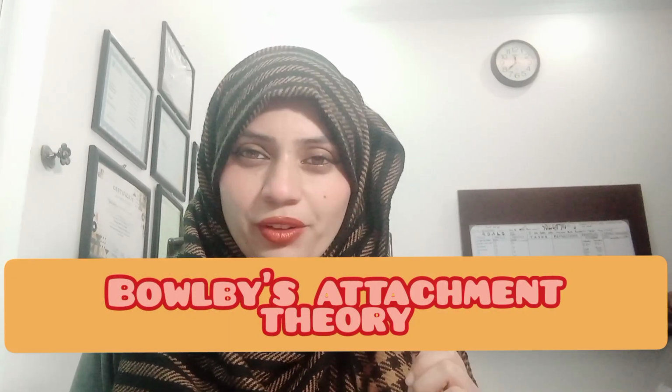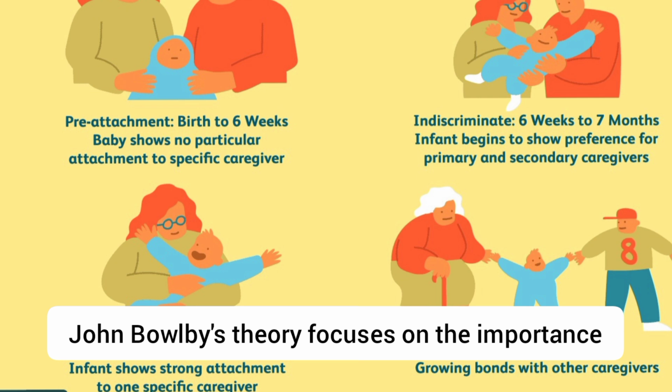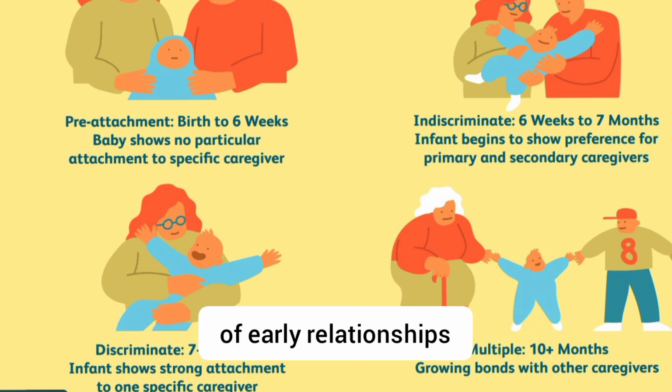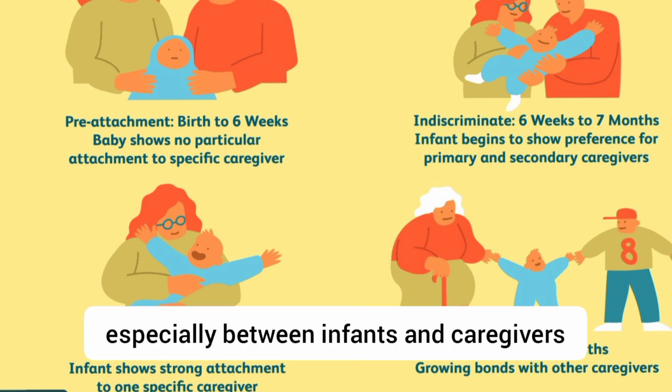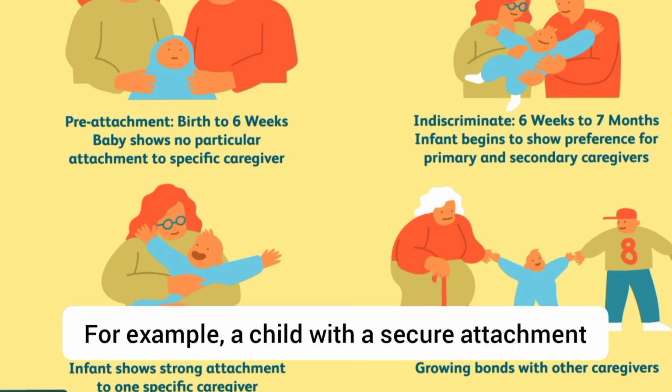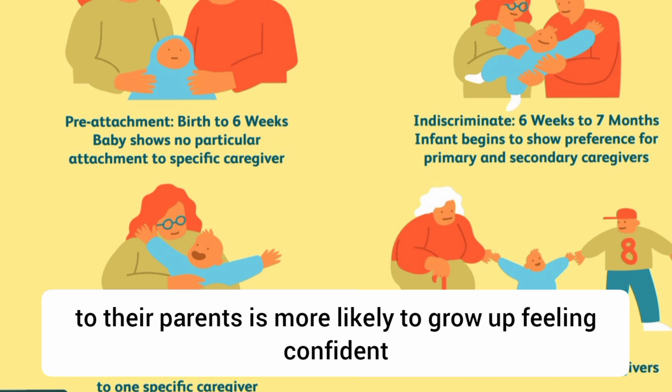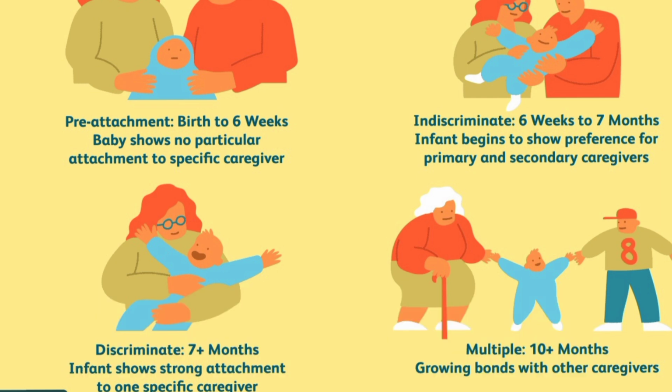Now let's talk about Bowlby's attachment theory, our 9th theory in this series. John Bowlby's theory focuses on the importance of early relationships, especially between infants and caregivers. For example, a child with secure attachment to their parents is more likely to grow up feeling confident and secure in their relationships.